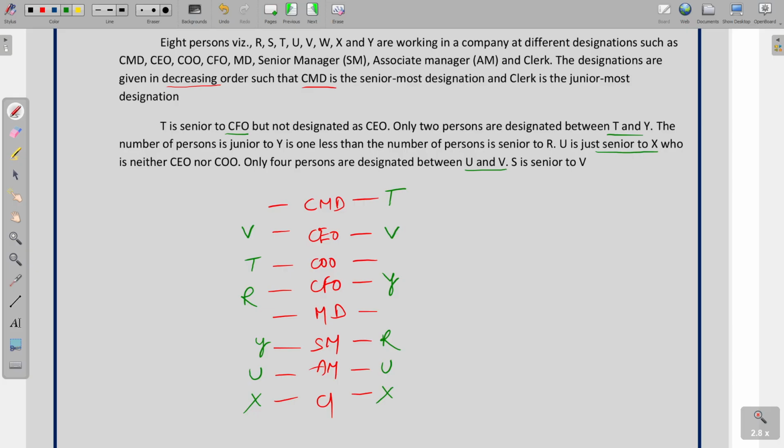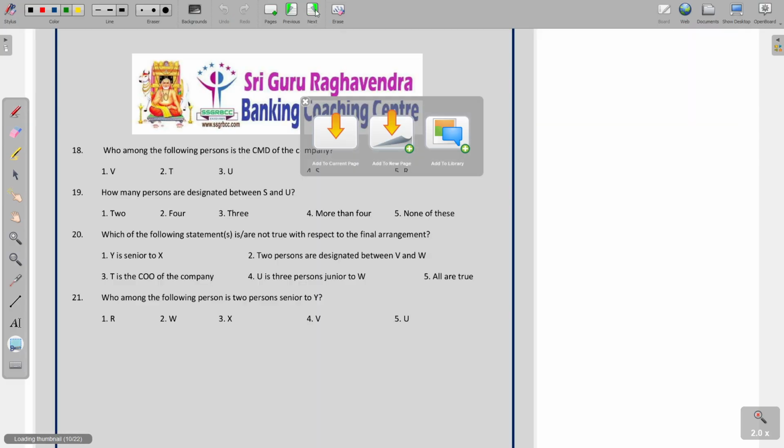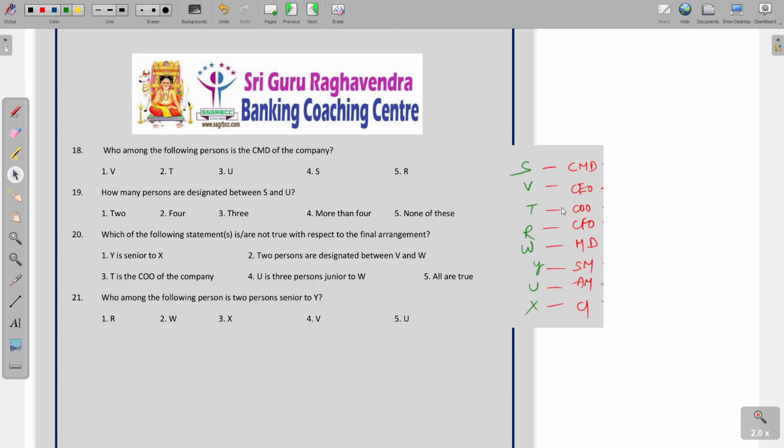Here V is placed. S is senior to V. So S is placed here. There is no other place for S, and the remaining person W comes here. Okay. This is the final arrangement of the puzzle. Let us move on to the next one.